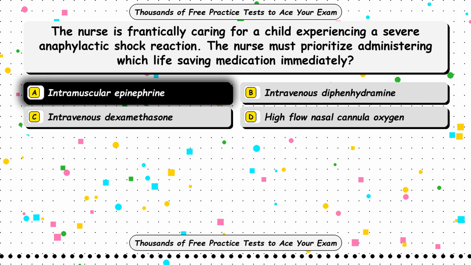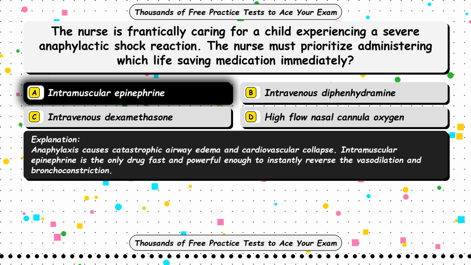The correct answer is option A. Intramuscular epinephrine. Anaphylaxis causes catastrophic airway edema and cardiovascular collapse. Intramuscular epinephrine is the only drug fast and powerful enough to instantly reverse the vasodilation and bronchoconstriction.